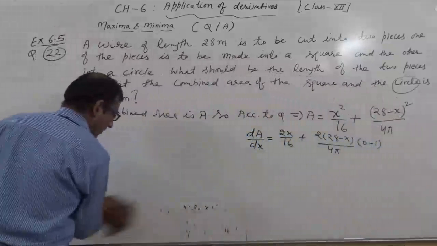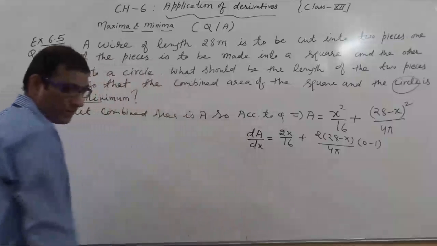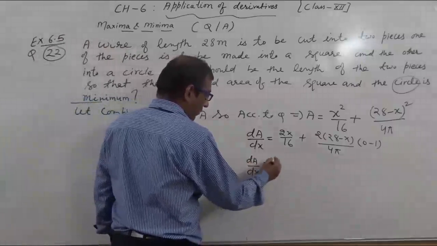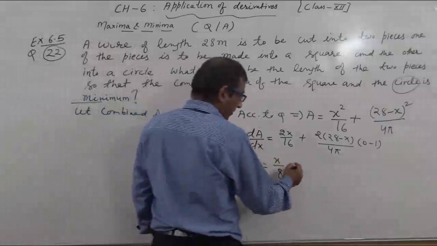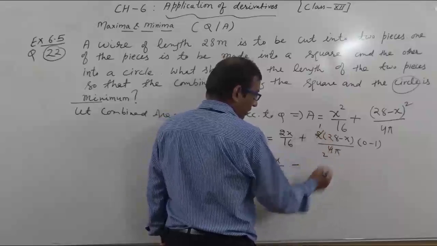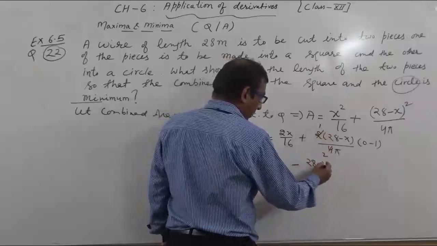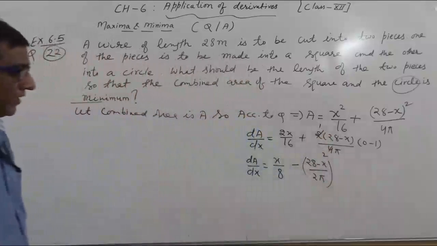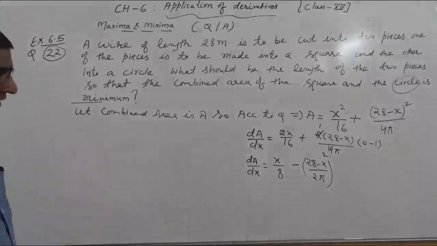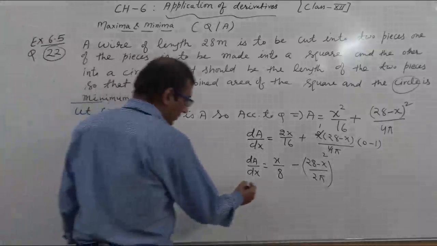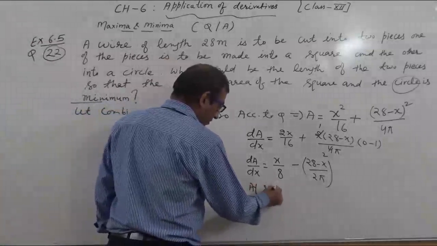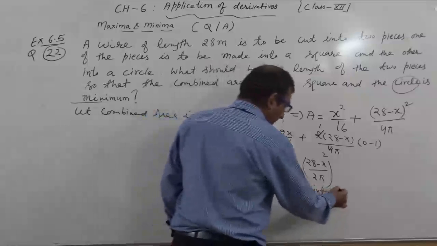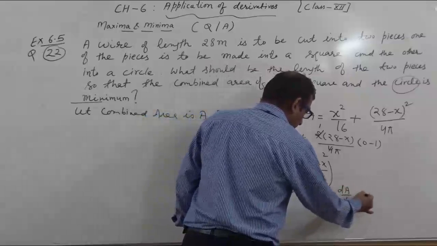After this, we can see dA upon dx equals x upon 8 minus, 2 and 4 will cancel, and we will get (28 minus x) upon 2 pi. Okay, so the calculation part is very important. Once you do it, please check it again.